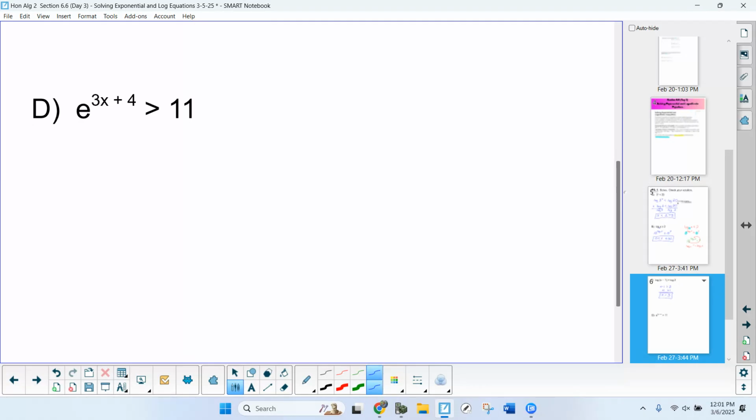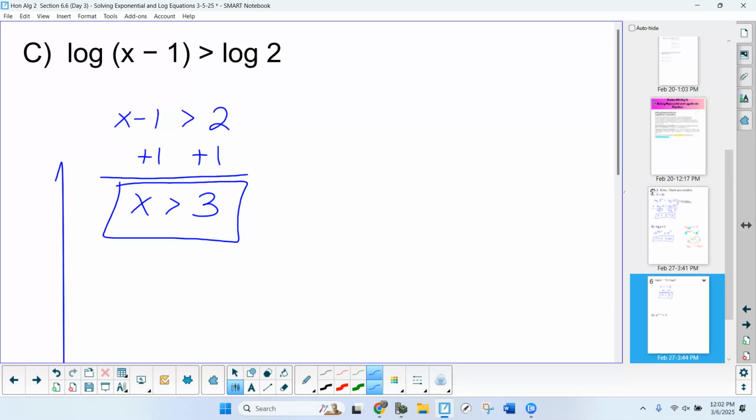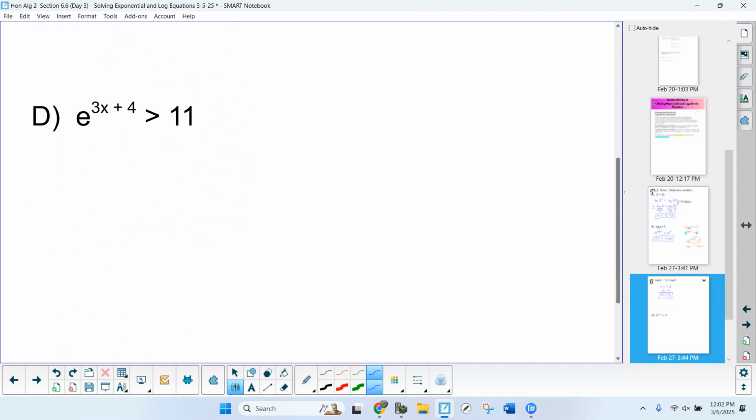Okay. What about this one? Any guesses? Take the log of both sides. Now, you could take the log of both sides. I'll show you both ways. We could take the log of both sides, greater than the log of 11.